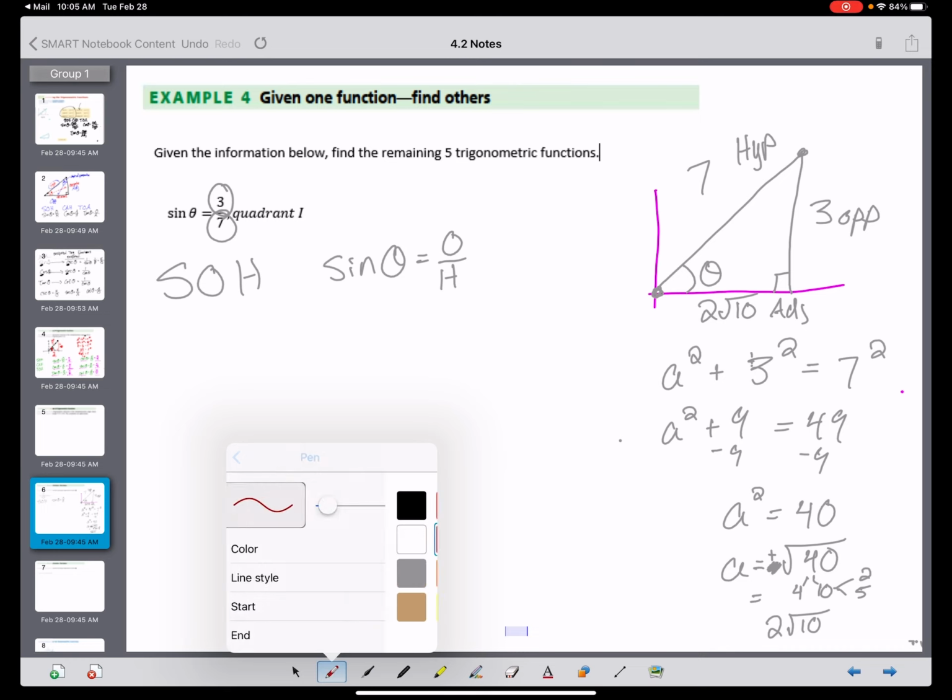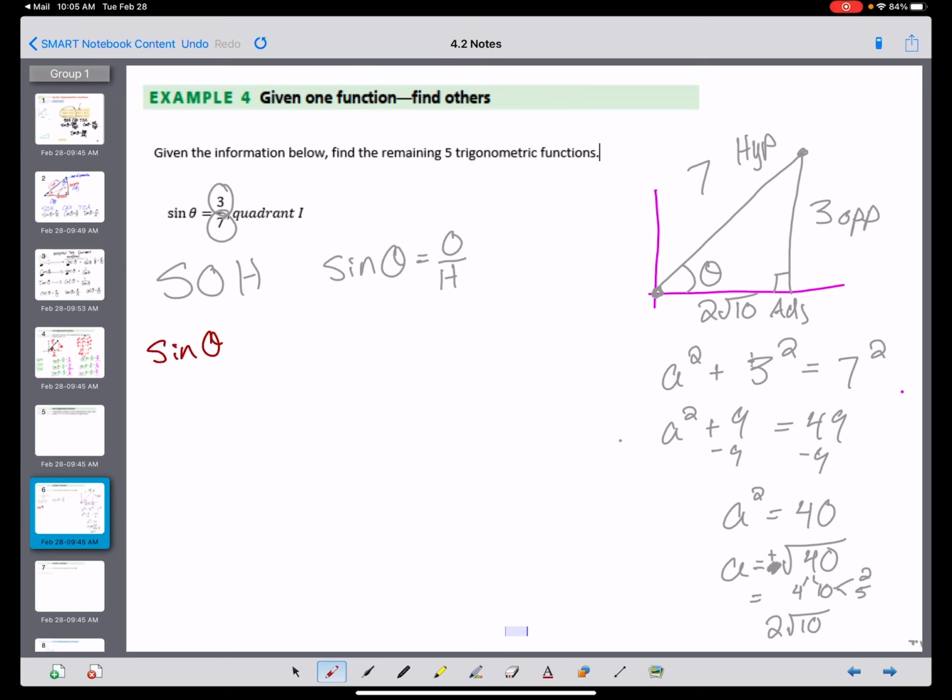All right, so let's go here. I know the sine, so we've got sine of my angle of perspective is 3/7. Right out the gate, you should get the reciprocal, cosecant. That's an S, the reciprocal has a C. It's going to take a little bit of work on your part, but you should be able to link that up. So 7/3.